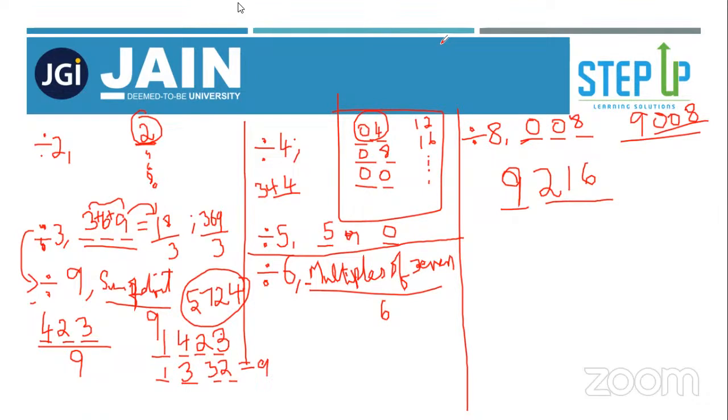Yes. 561, no. It's an odd number. Odd numbers will not be divisible by 6. It should be an even number and also divisible by 3. Even number divisible by 3 means divisible by 6. I hope it is clear now.